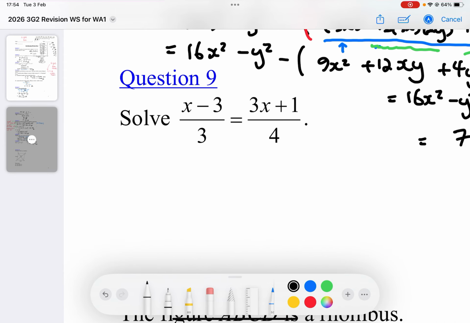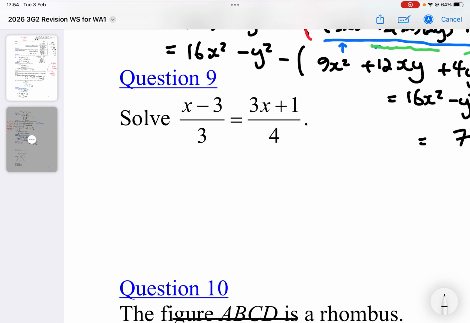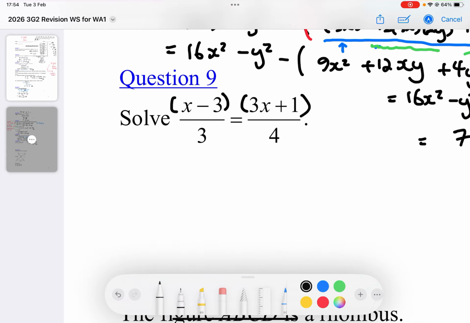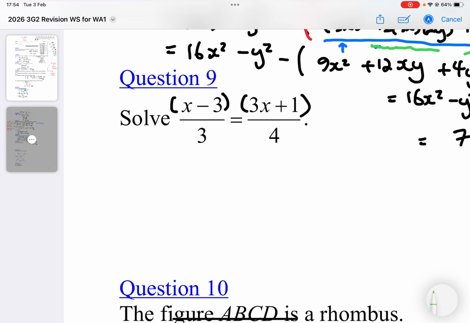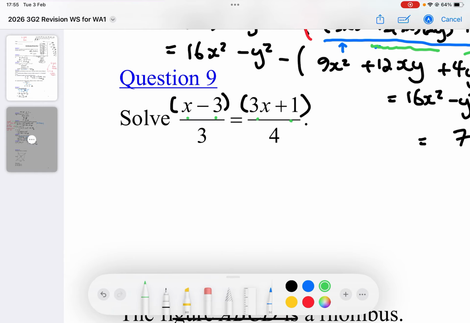And the number one thing I tell you already: if the numerator or denominator has more than one term, go and add the brackets first. Remind yourself they belong together. In the first fraction, x and minus 3 belong together to form the numerator. In the fraction on the right, the 3x and the plus 1 belong together to form the numerator. So I must put the brackets first to remind myself they belong together.